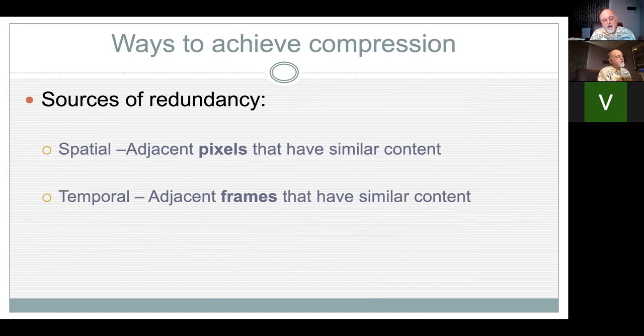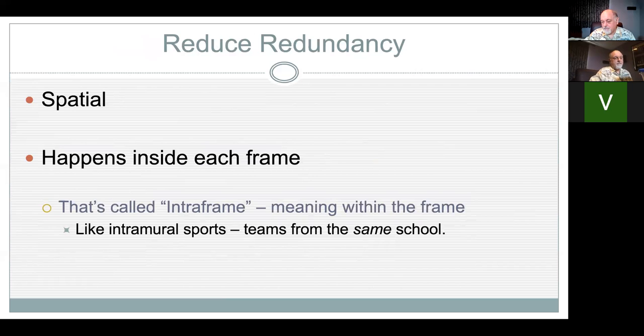There are basically two kinds of redundancy. There's spatial, which means pixels that are nearby each other in the same frame. And there's temporal, which means frames that are nearby each other in time that have similar content. It's hard to show this in colors without having video at the same time. I'll run a video in a second, but spatial happens inside each frame. That's called intra-frame, within the frame, like intramural sports at school. It's teams from the same school competing with each other.